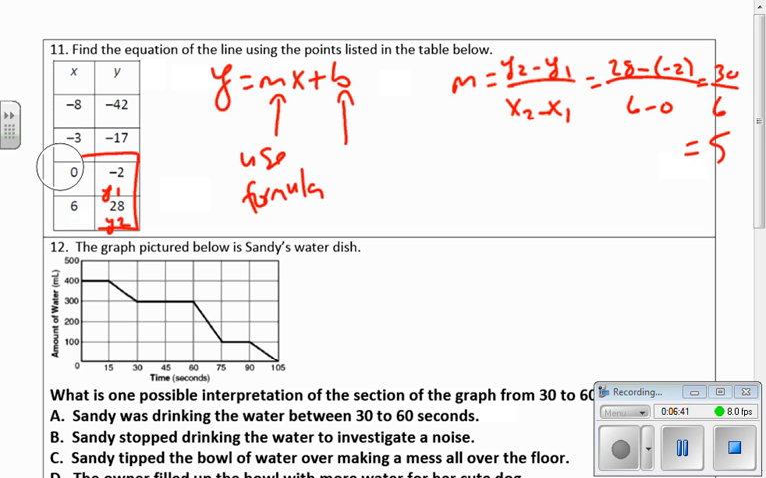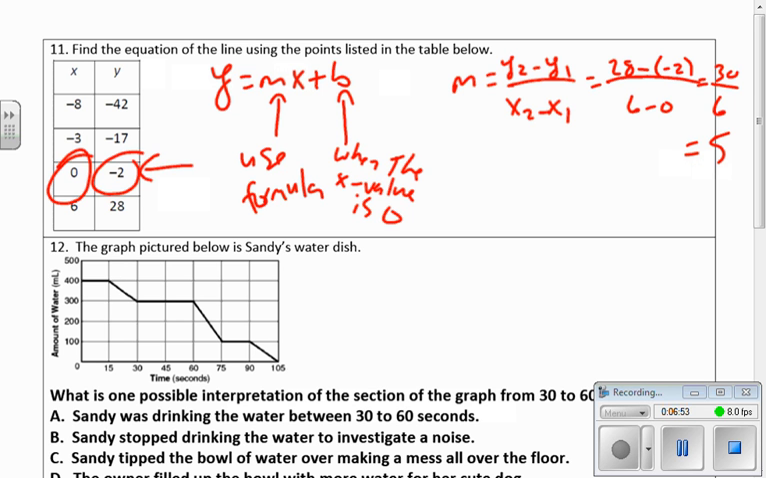The y-intercept, I've made you write this down many times, the y-intercept is when the x value is 0. Oh, look at that. So there's your y-intercept. So the y-intercept is negative 2. You need to write it as the equation of the line, so y equals 5x minus 2.